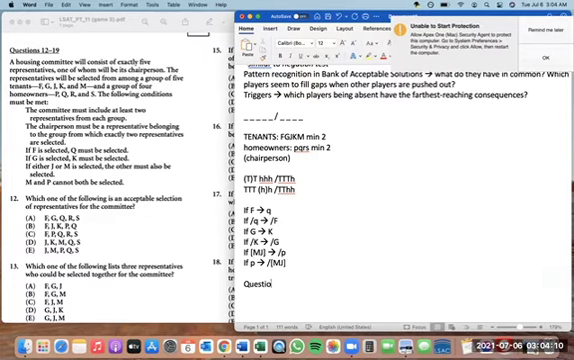Okay, question 12. So which one of the following is an acceptable selection? Just go rule by rule and eliminate. If we have F, we need Q. Okay, don't see anything actually breaking that rule. If we have G, we need K, so A is out.